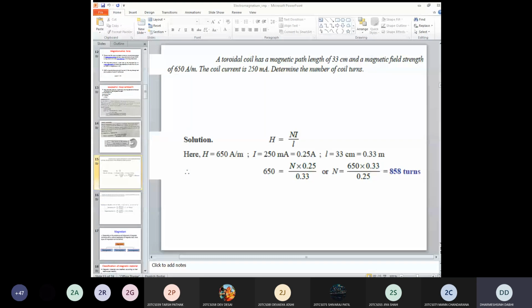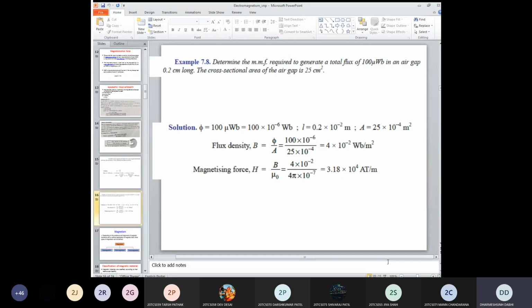So number of turns, how much? Yes, 858 number of turns. All of you see this answer here? Clear? You get 858 number of turns. Can all of you get this? Okay, so I move to the next slide. Next example.